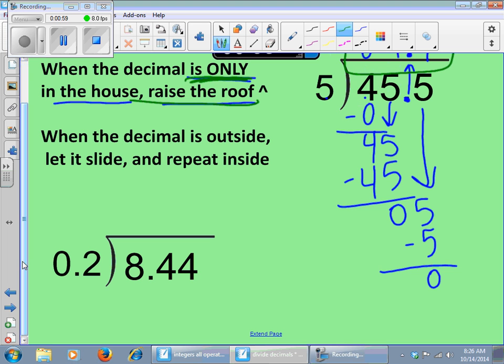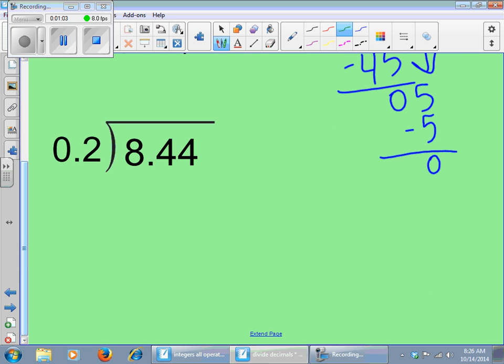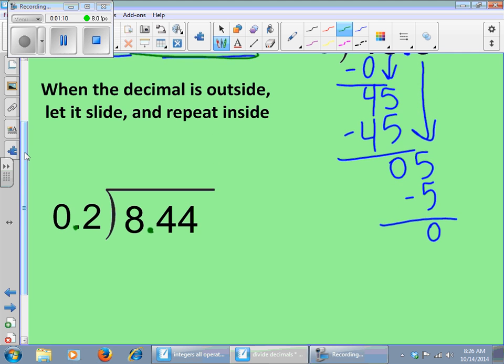So now let's look at one with decimals inside the house and outside the house. So here we have 8.44 divided by 0.2. So decimals inside and outside. According to the poem, it says, when the decimal is outside, let it slide and repeat inside. Well, what does that mean? It means if you have a decimal outside the house, you slide that decimal over to make it a whole number.